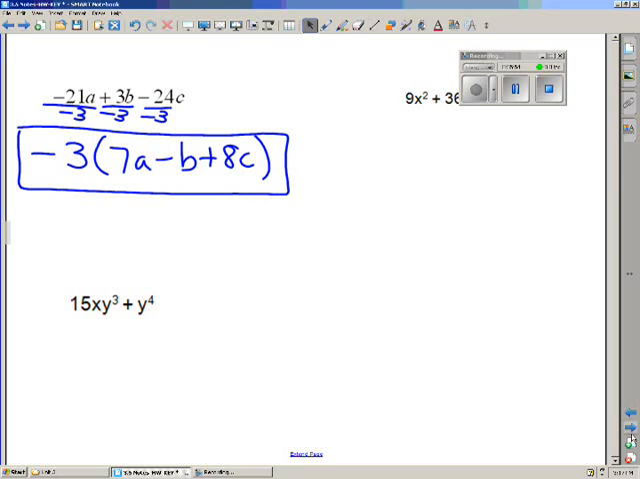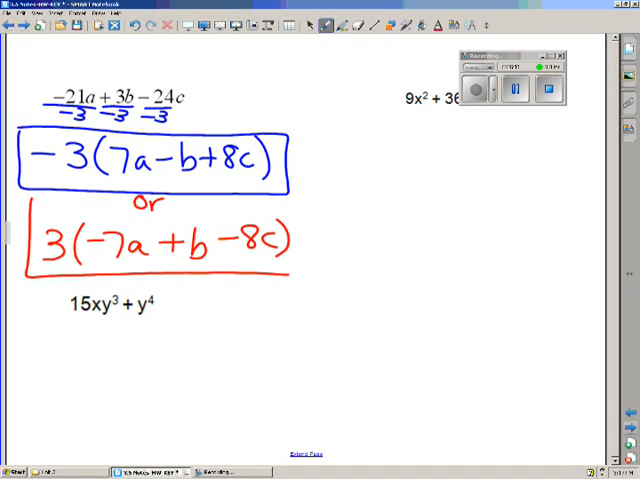Now again, I did say that there's no reason why you couldn't pull out a positive GCF. So let's say you wanted 3 to be your GCF. Then your parenthesis would just change its signs. Inside would be negative 7a, positive b, and then negative 8c. Either answer is acceptable. I don't care which one you use.